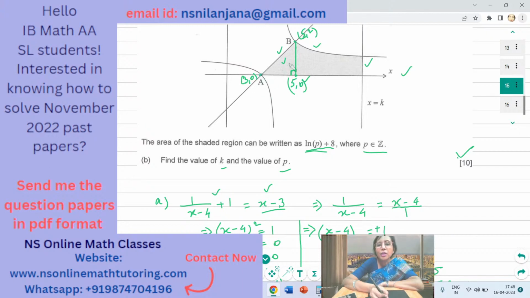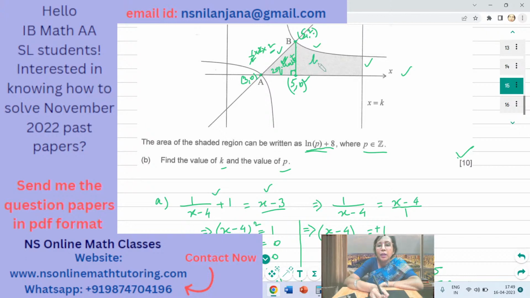Coordinates of this point is 3, 0. And this is 5, 2. So we know the area of this triangle. It will be half times this part, 5 minus 3, which is 2. And this is also 2 minus 0, because both are on the x-axis, they have the same value. 2 minus 0 is 2. So this triangle's area is 2 square units.